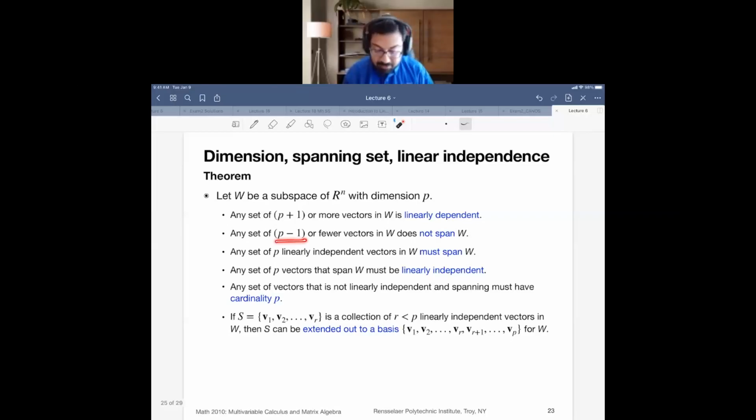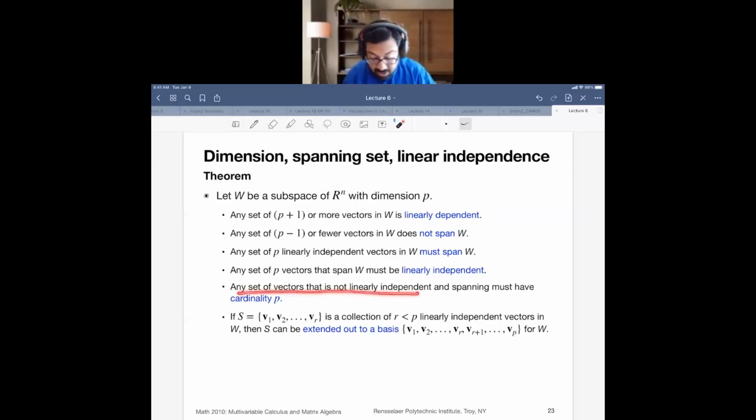But if you have fewer, that means that you do not span the entire space. Fewer than the dimension, and you're not spanning the entire subspace. If you have exactly P and the dimension is P, then those P are going to be linearly independent vectors in the subspace, and they will span all of the subspace W. If you have P vectors and they are spanning W, then they must be linearly independent. They will be the basis.